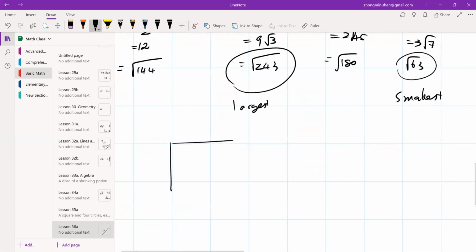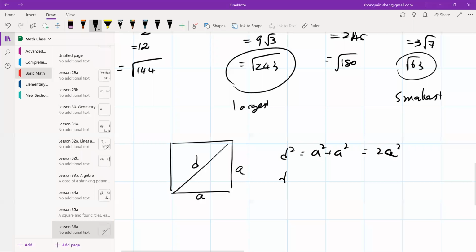Let's review the squares, okay? Given a square with side a, right? And then this is d, the diagonal. By the Pythagorean theorem, d squared equals a squared plus a squared, which equals 2a squared, right? So if you take the radical, then d is square root of 2 times a. So that's the relationship.